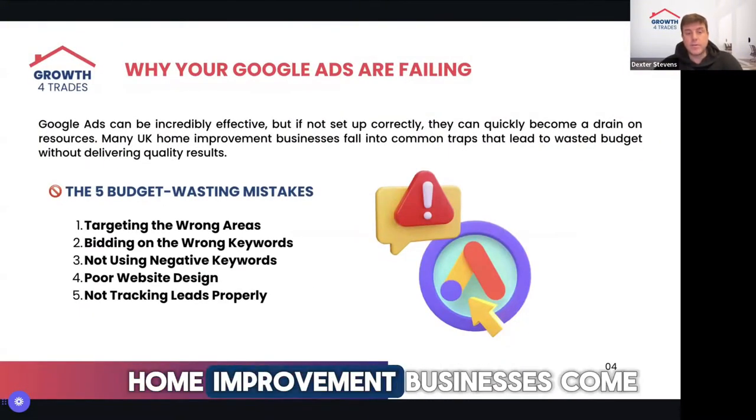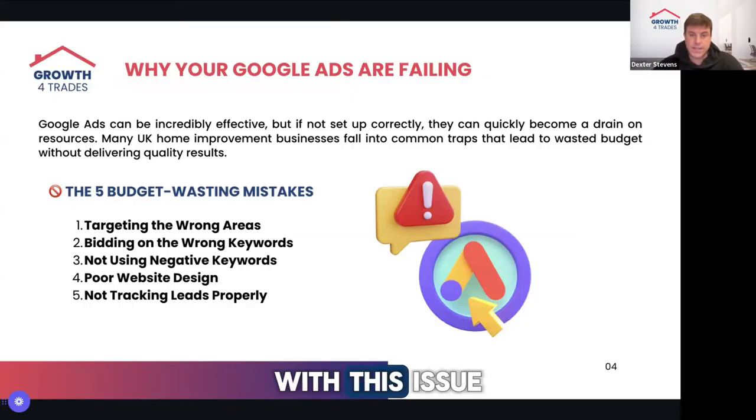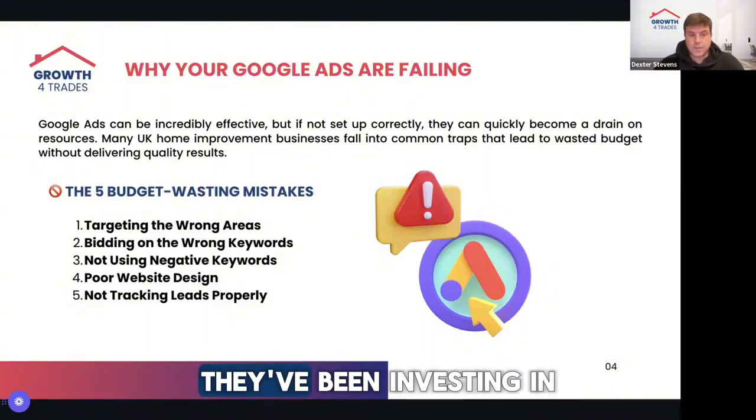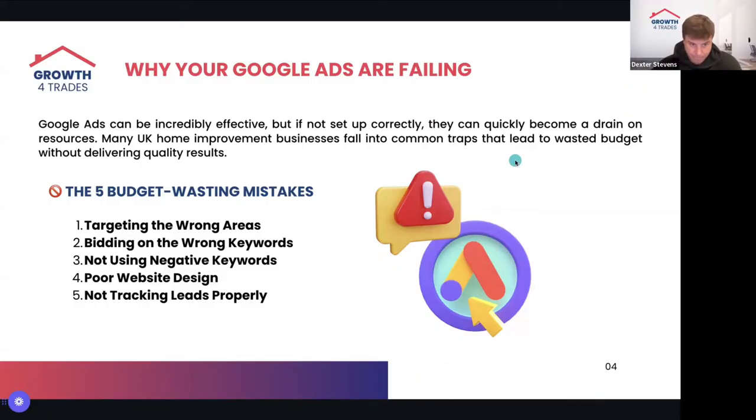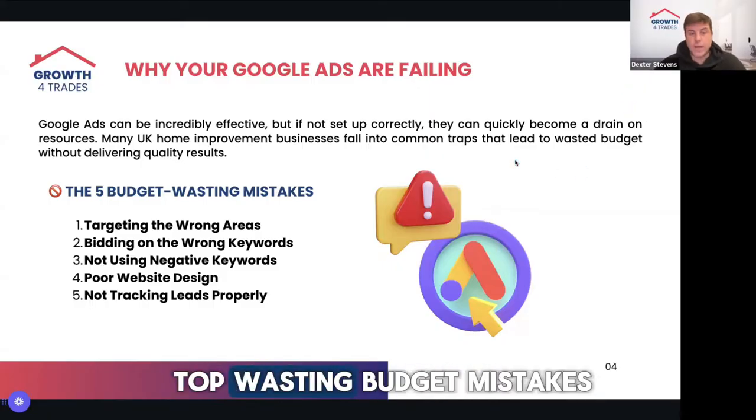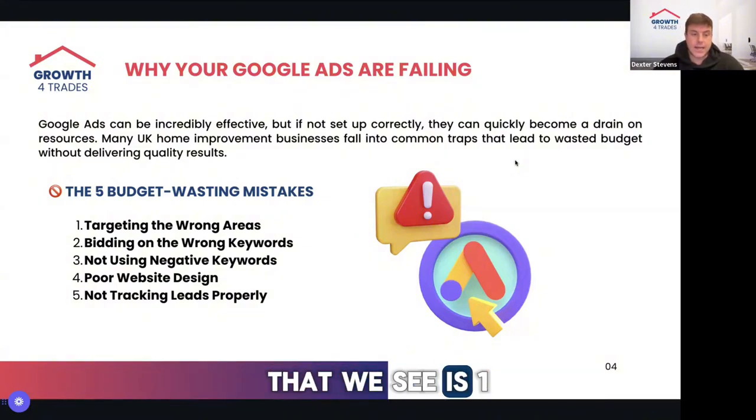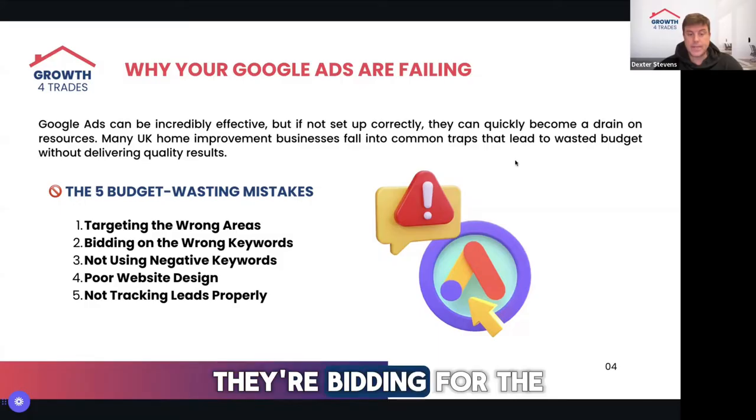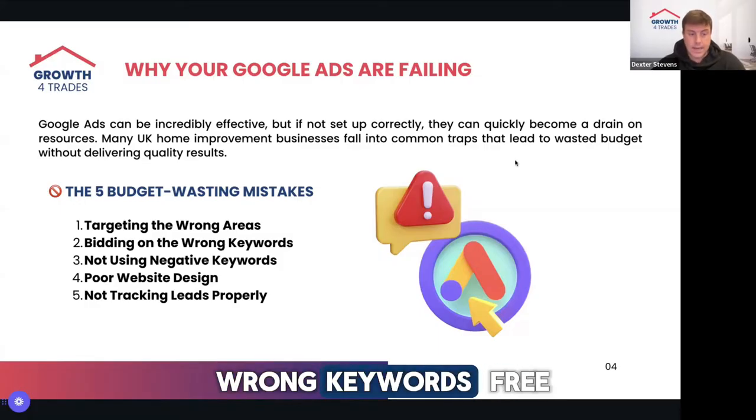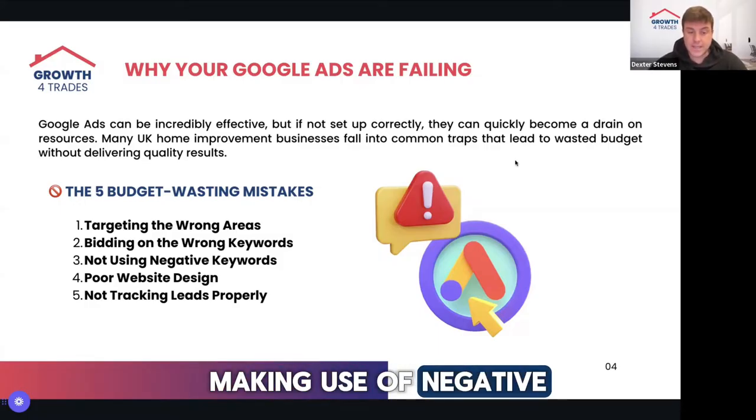So a lot of home improvement businesses come to us with this issue. Either they say that Google ads do not work, or they would say that they've been investing in ads for a couple of months, but they're not seeing a return on their investment. So some of the top 5 wasting budget mistakes that we see is 1, they're targeting the wrong areas. 2, they're bidding for the wrong keywords. 3, they're not making use of negative keywords.